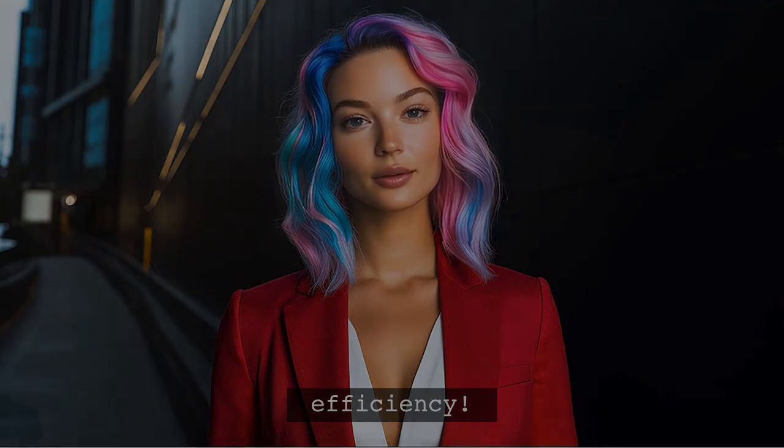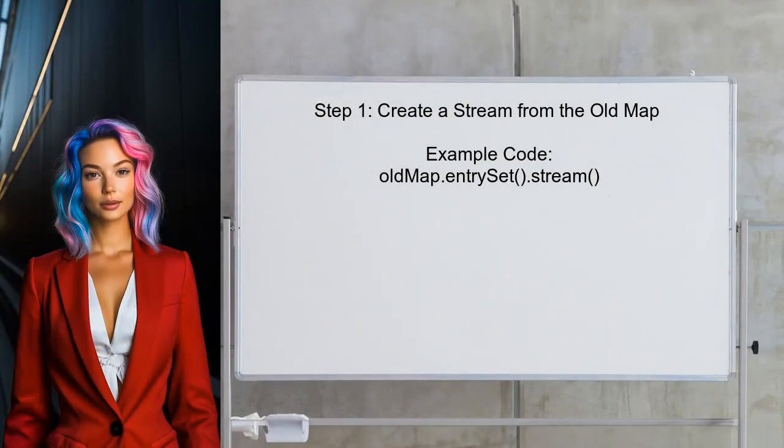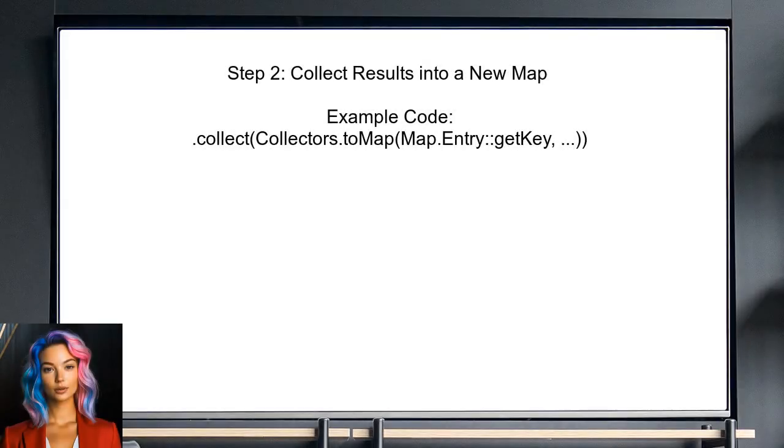practices for better efficiency. To begin converting the inner map from the old structure to the new one, the user should start by creating a stream from the entry set of the old map. This allows us to process each key value pair. Next, the user needs to collect the results into a new map. This is done using the Collectors.toMap method, where the key remains the same, but we will transform the inner map.